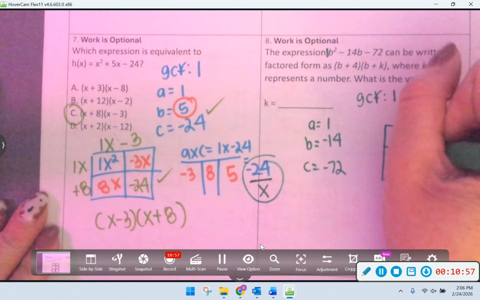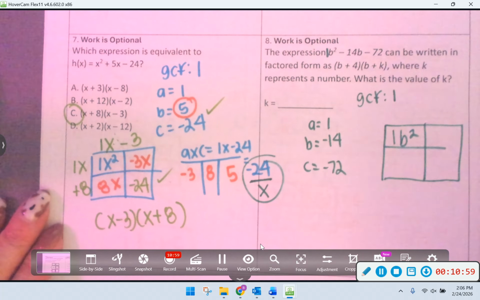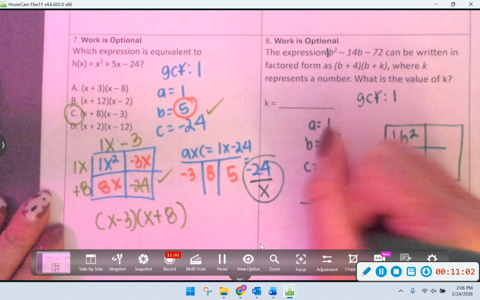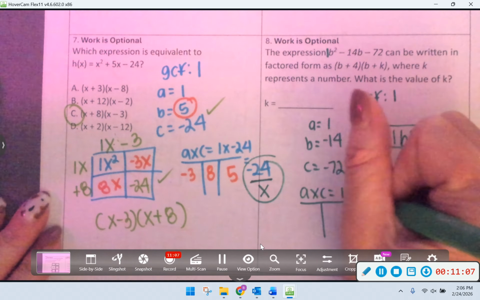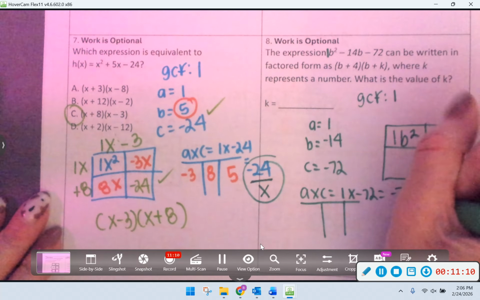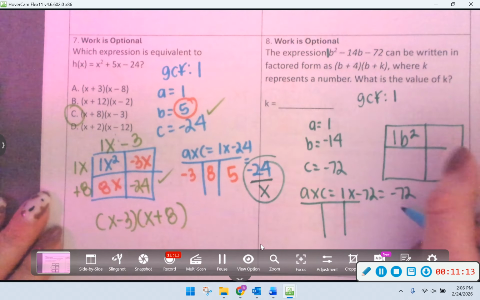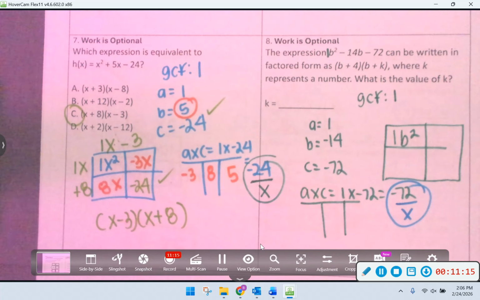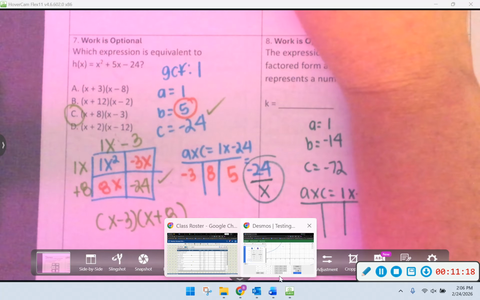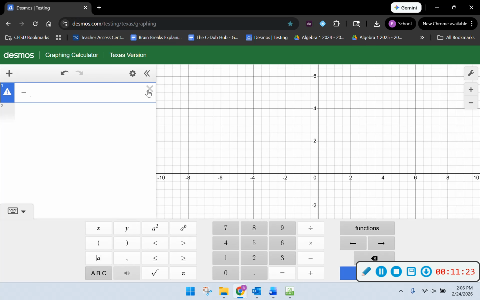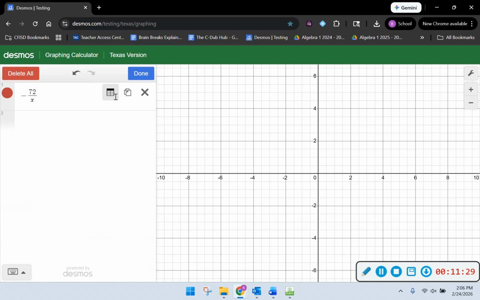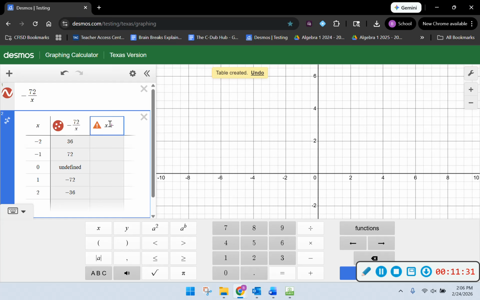I know 1b squared is going to go in the top box. I'm going to make my chart. Multiply a times c. A times c, 1 times negative 72 equals negative 72. So we're going to do that divided by x. So let's go to Desmos. I'm going to do negative 72 divided by x, not z, x. Settings, table, x plus negative 72 divided by x.